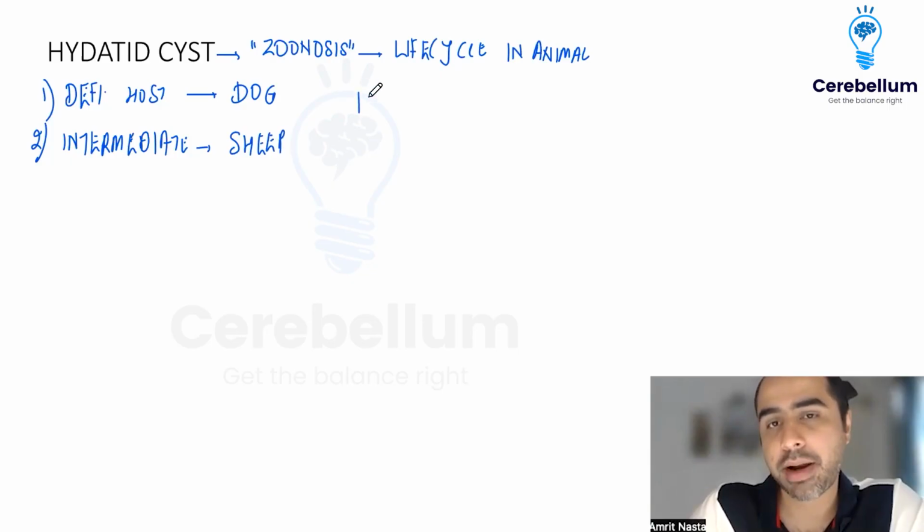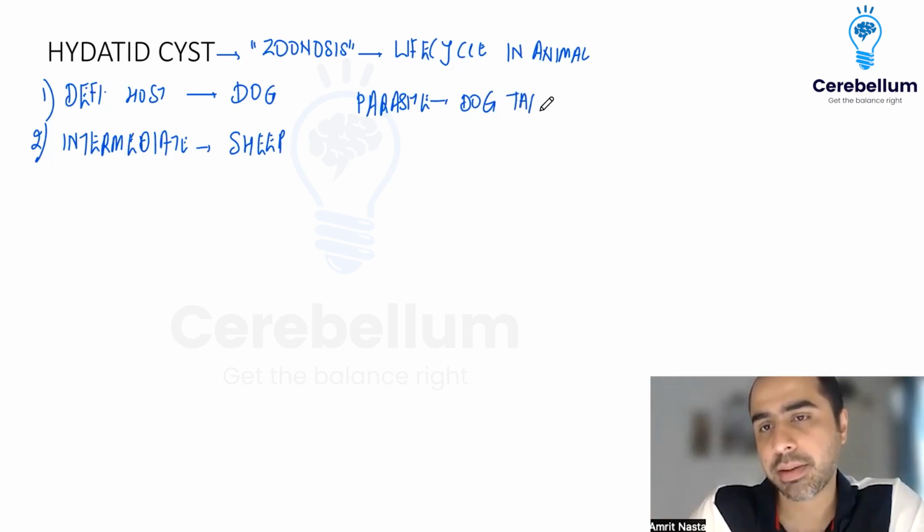And the name of the parasite, they have asked this also, it's in the exam. Name of the parasite is the dog tapeworm. It's a type of a tapeworm parasite, also called as Echinococcus. So the parasitology name is Echinococcus granulosus.